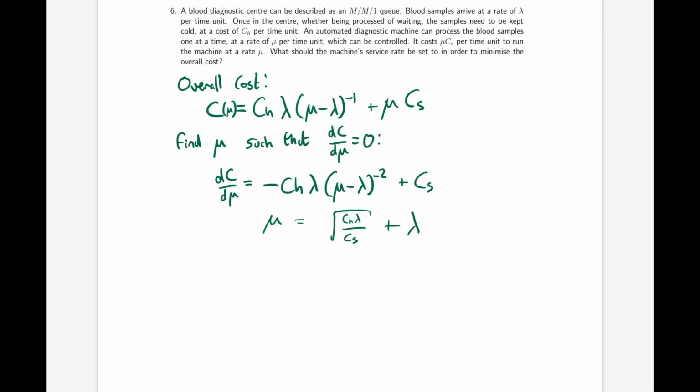So it looks like we've answered the question. However, setting dC/dmu equal to 0 gives us a stationary point, so that could be a maximum or a minimum. So we can check that this is a minimum as we require. We can do that by taking the second derivative test, and substituting in our value for mu.